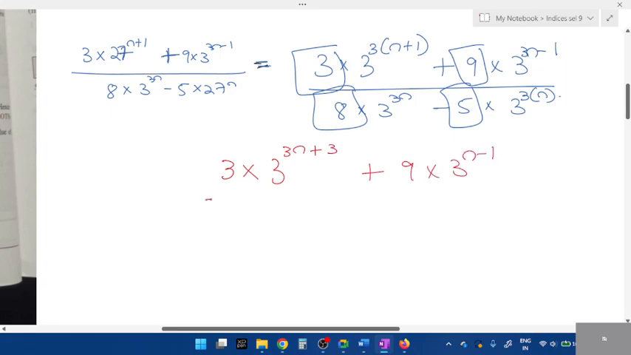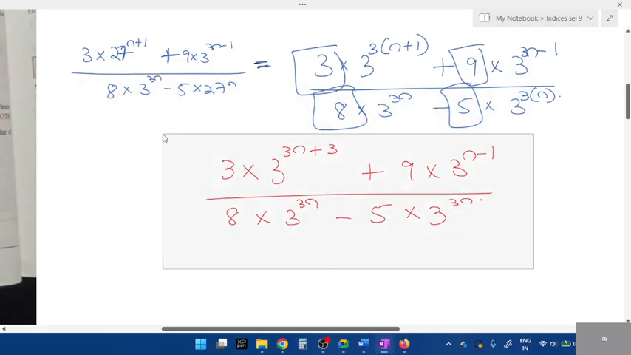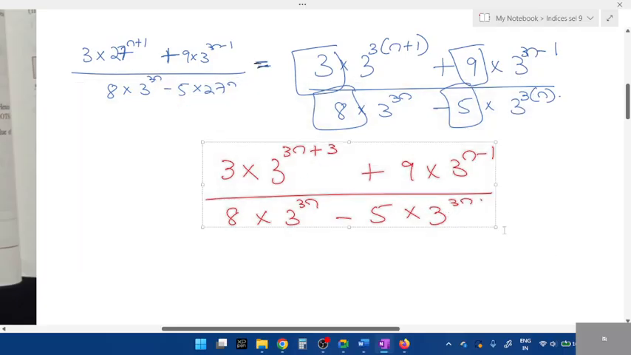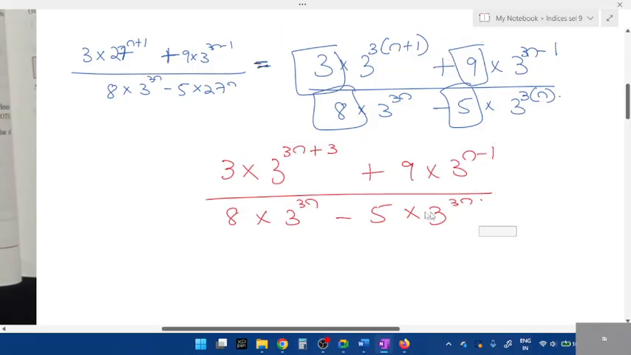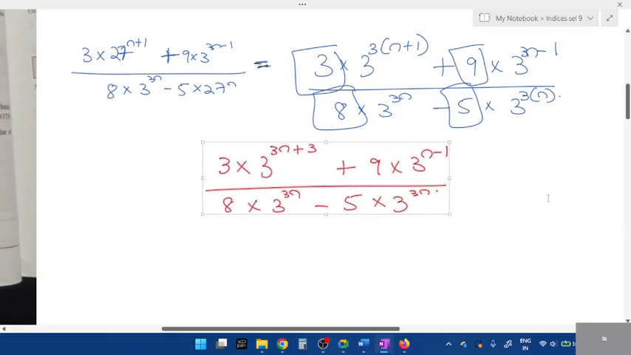3n minus 1. This remains as it is. What is 3 into n? 3n. Okay, so first step I've just opened it. Is this clear? Did you understand? Sorry, minus 1, yes. 3 to the power of 3n minus 1, correct?